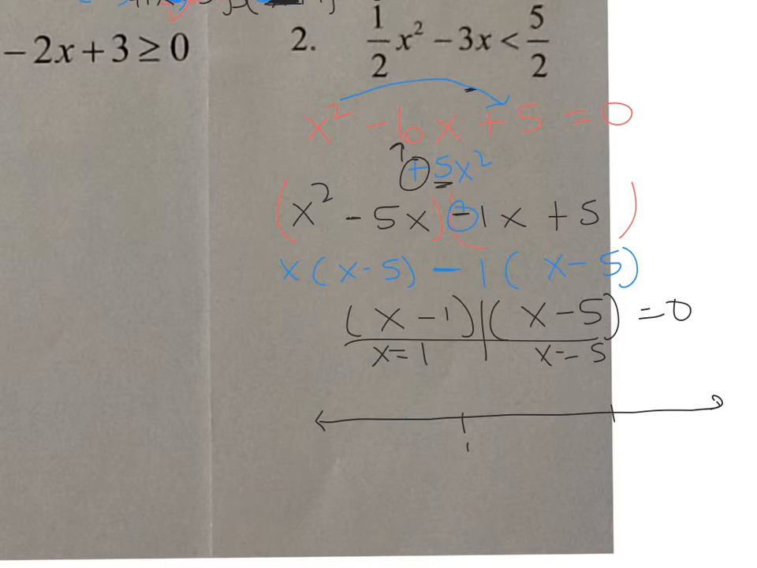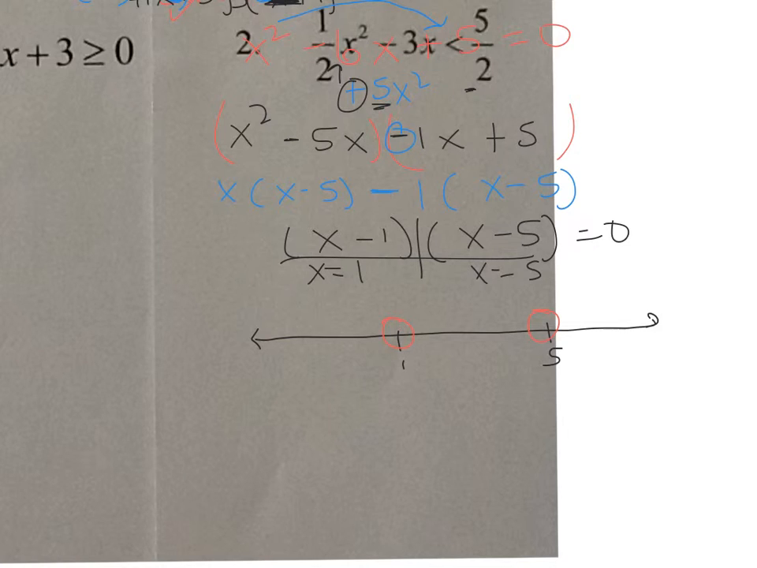Plot 1 and 5. I noticed that it is a less than symbol. There's no equal sign underneath, so I'm going to use open circles. And now I have to figure out which way I'm going to shade. So you have to pick test points. You need to pick a number to the left of 1. I'm going to pick 0. That's the easiest. Pick a number that's in between 1 and 5. I'm going to pick 4. Actually, I'm going to pick 2 because that'll take care of the fraction. And pick a number to the right of 5. I'm going to pick 6.